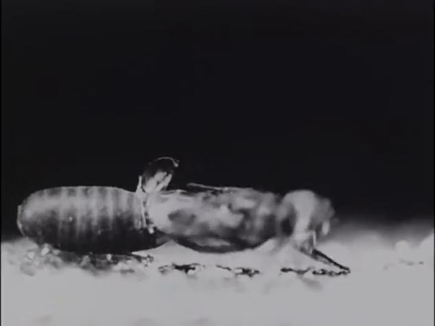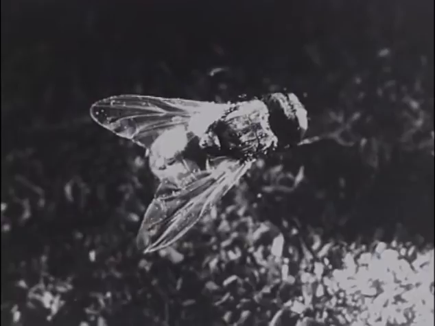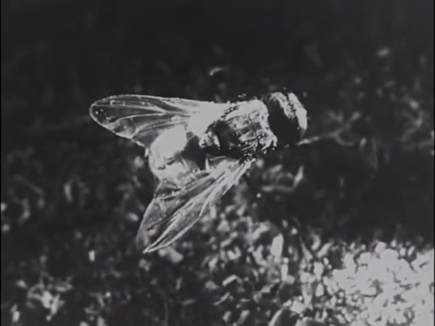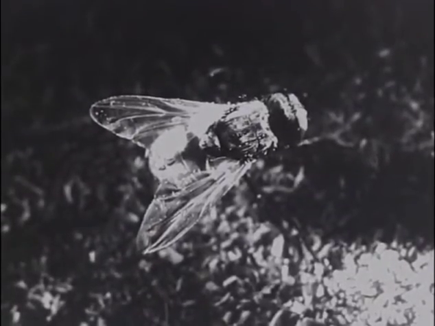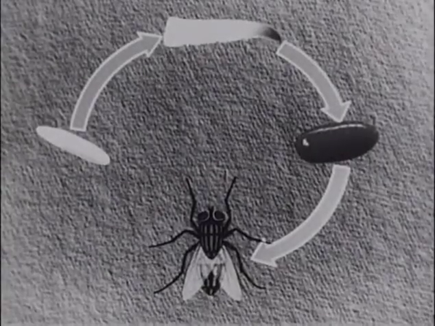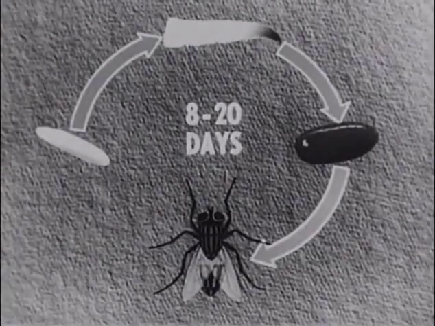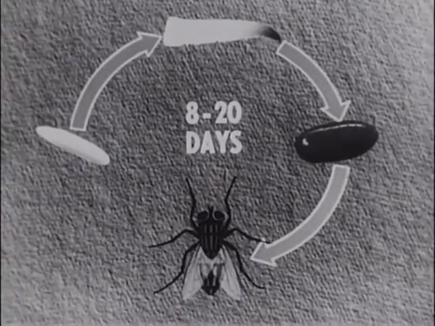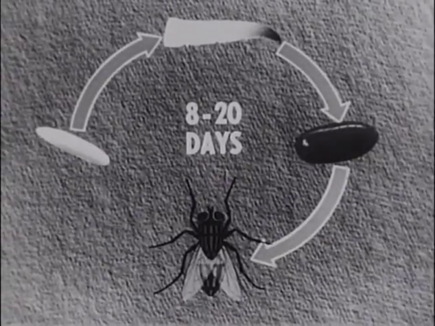When the fly first emerges, the wings are small and the ptilinum extends prominently forward. But soon the ptilinum disappears and the wings expand to full size. The fly is now completely developed and will not grow any larger. The total period from egg to adult is 8 to 20 days, and there may be 15 generations a year.